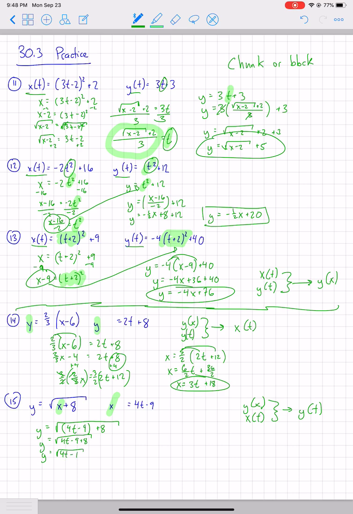We just need to see if we can clean this up somehow. 4t minus 1, we could factor that to 2t plus 1 and 2t minus 1, but that doesn't help us at all because those aren't the same factors. So that is the most simplified answer here for y in terms of t. So if we really want to rewrite that, we could do y of t equals the square root of 4t minus 1. So that is the end of our homework review.